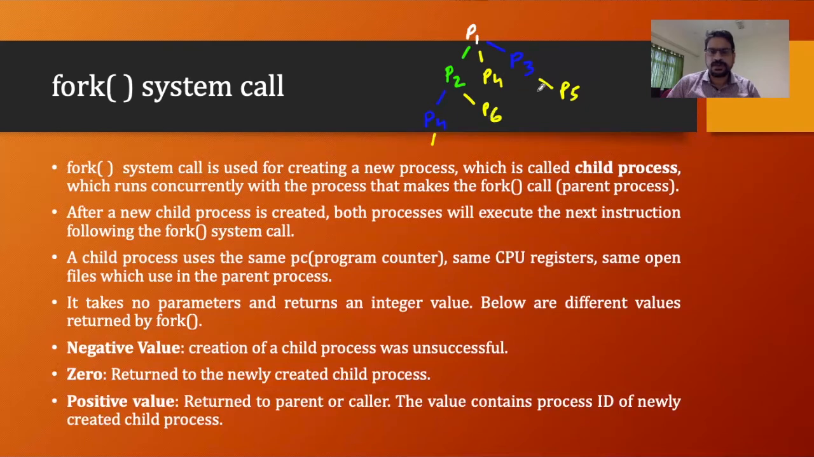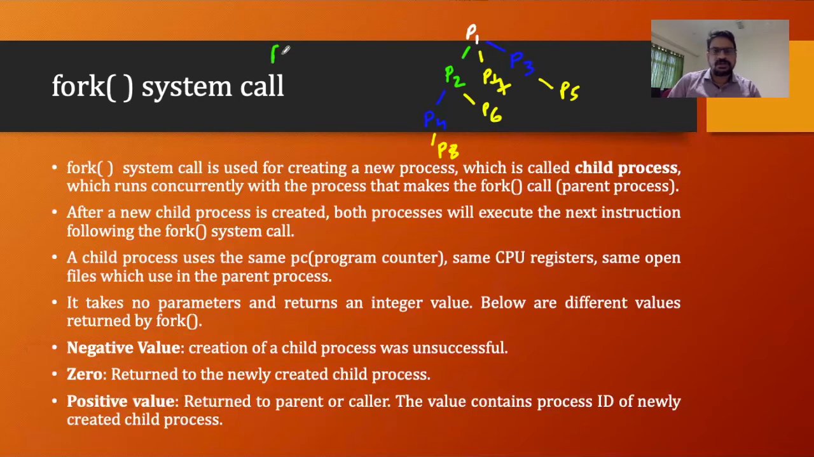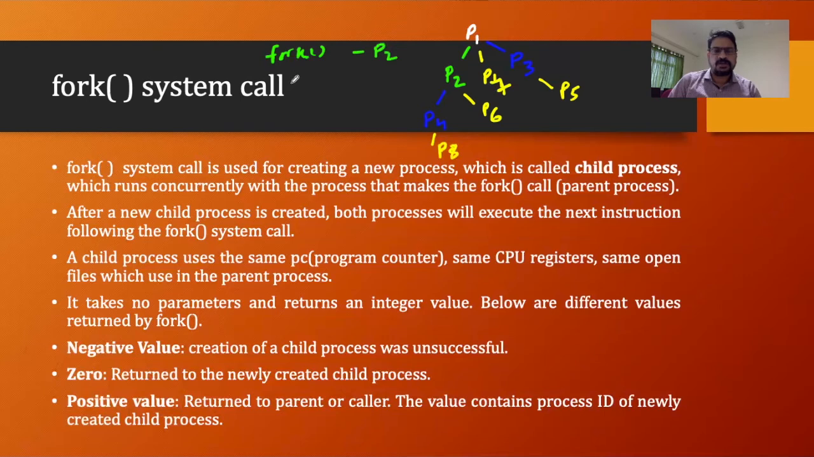Okay, I think I've written 4 twice, by mistake. So it is creating, let's say, 7 and is creating 8, right? So in that way it has been created. The first fork is able to create P2. The second fork will be able to create P3.